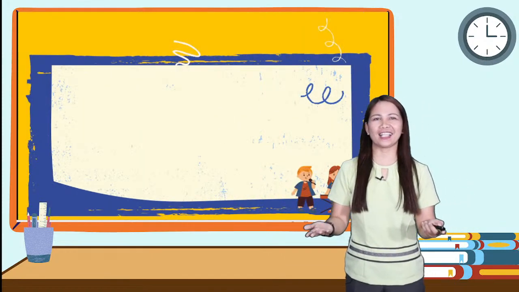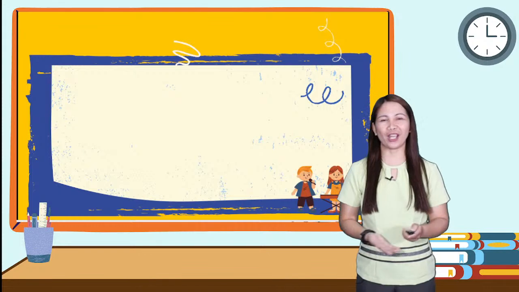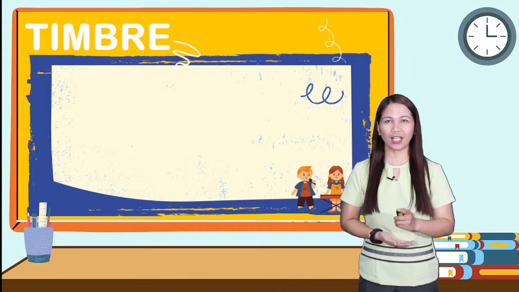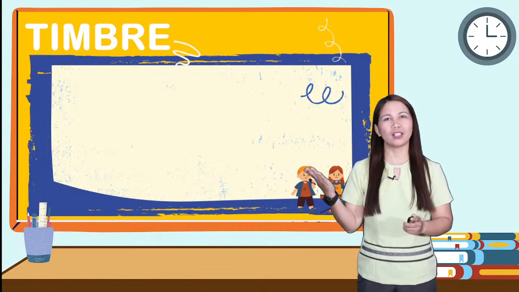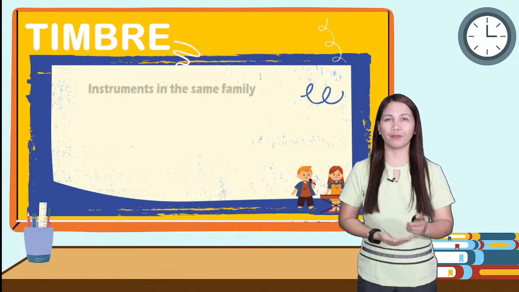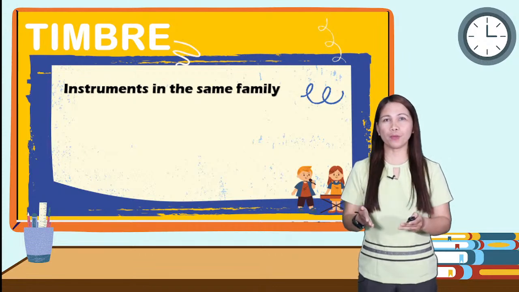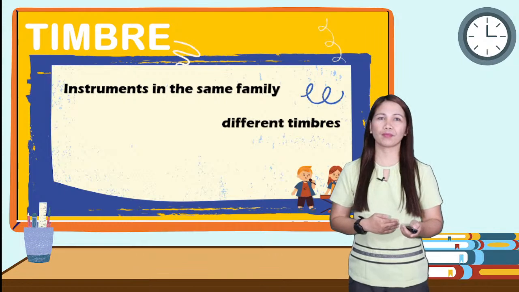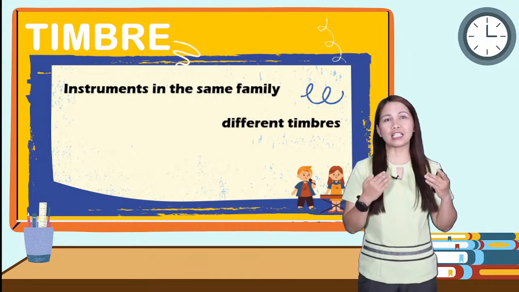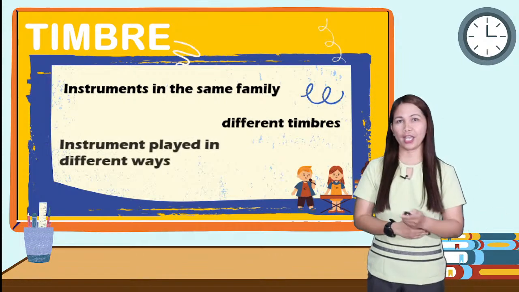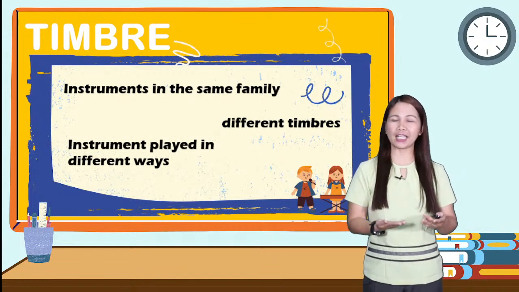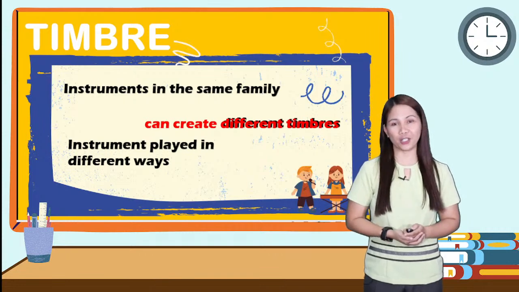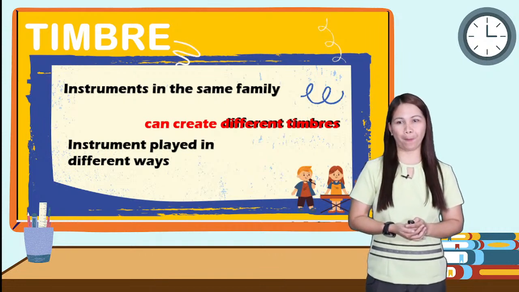So, class, I know that you are now ready for the assessment. But for now, let's have a recap of what we have discussed earlier. It's about timbre. Take note of this: instruments in the same family can have different timbres. And an instrument played in different ways can create different timbres.